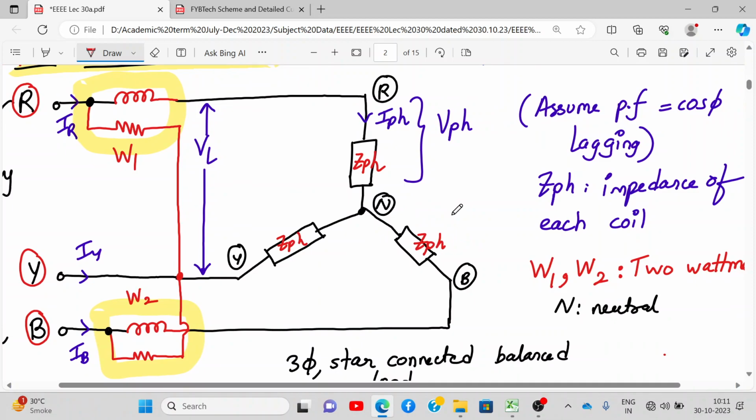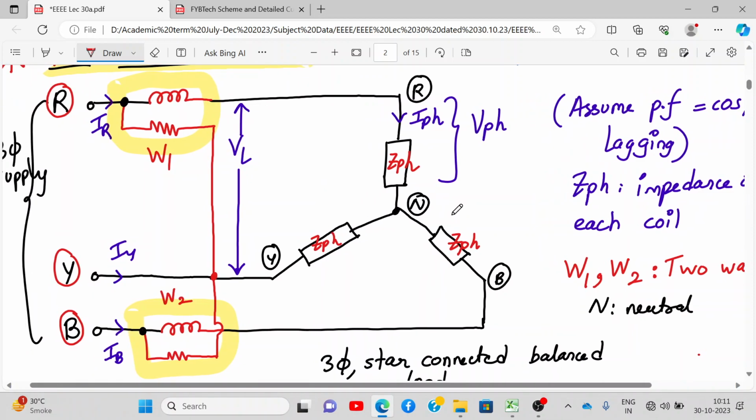What is Z phase called as? Impedance of each coil. W1 and W2 are 2 wattmeters. So see how they are connected. First you draw the current coil, okay. Then at the end you draw the pressure coil, voltage coil.